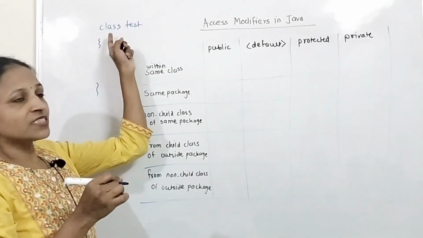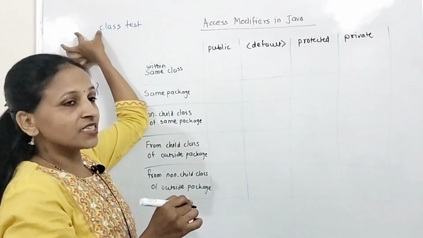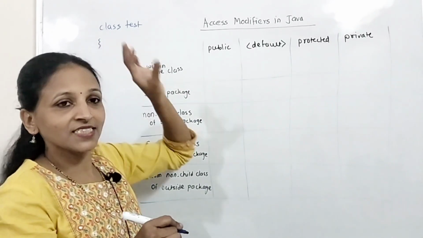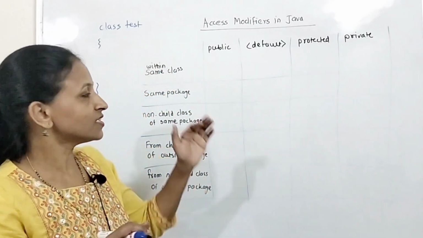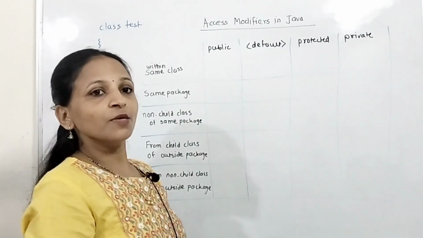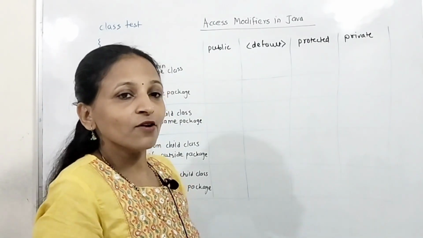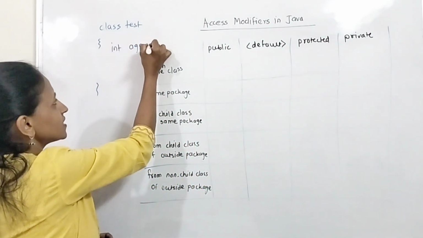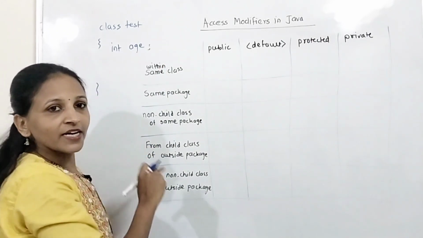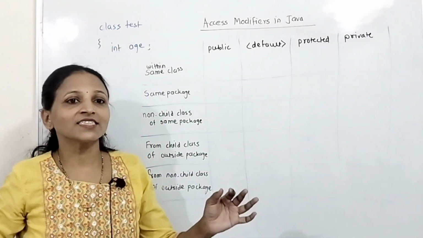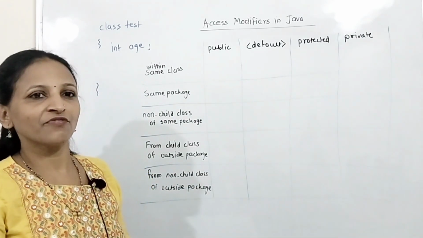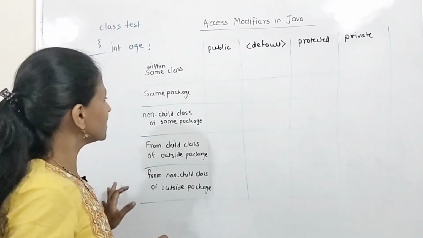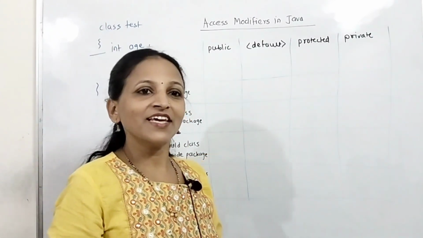While declaring this class Test, I have not mentioned anything here, which means the access modifier of this class is the default access modifier, so within the same package you can access this class. Suppose I have declared one member, int age, in this class. I have not written anything before int age, so by default the access modifier is default. Default means package access, so only inside this package you can access this variable.